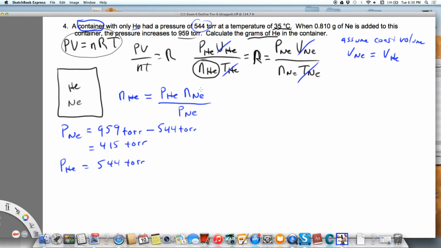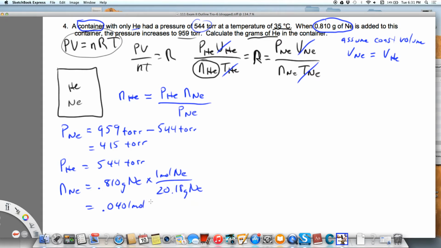Okay, do we know the moles of neon? Well, we were given that there was 0.810 grams of neon, so we can convert that to moles. And then we'll plug that into our equation. Okay, so the moles of neon are 0.0401 moles.